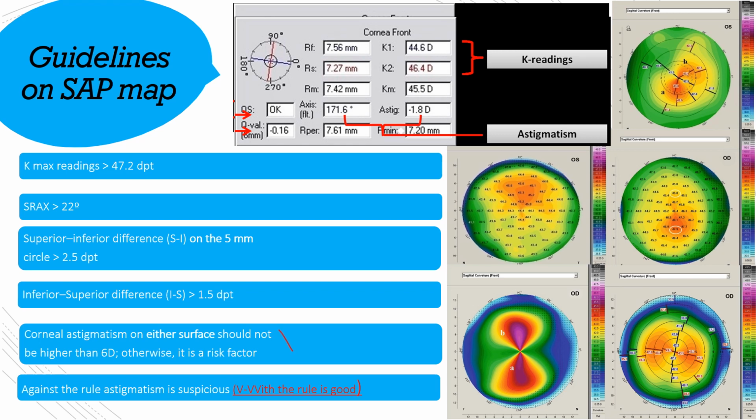Remember the mnemonic? V and another V. So the vertical is with the rule, and with the rule is a good astigmatism, while against the rule, which is horizontal bow tie, is suspicious for keratoconus or abnormal cornea. So these are the guidelines on the SAP map.